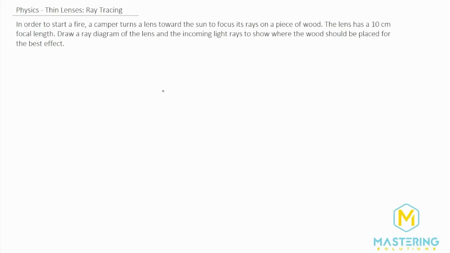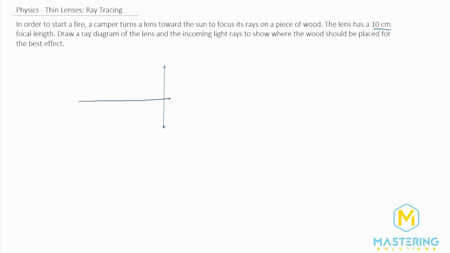Welcome to Mastering Solutions. Let's draw an arrow to represent our lens here. So here is our converging lens, and they tell us that this lens has a focal length of 10 centimeters, and we need to figure out a ray diagram for where to put the wood to where we can actually start the fire with it, right?